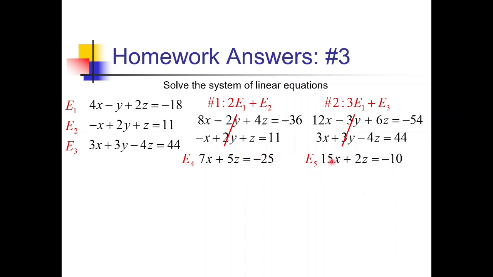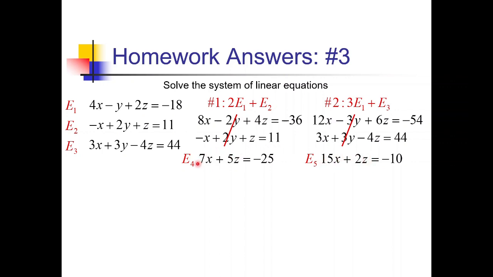We've got the same two variables left. What would be easier to get rid of? Well, I'm thinking the z's look a little bit nicer because I just have a 5 versus a 2. So 5 and 2, those both go into 10. So I'm going to make one of these positive 10. I think if I multiply this one by 2, I get positive 10z. And if I multiply this other one by negative 5, I'll have a negative 10z.